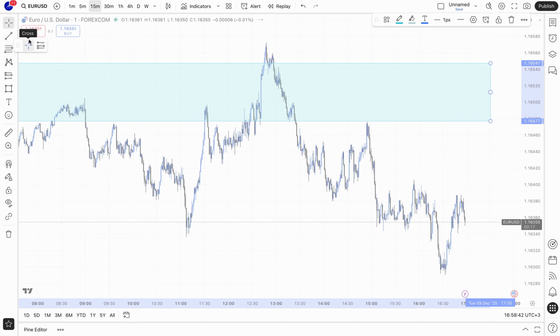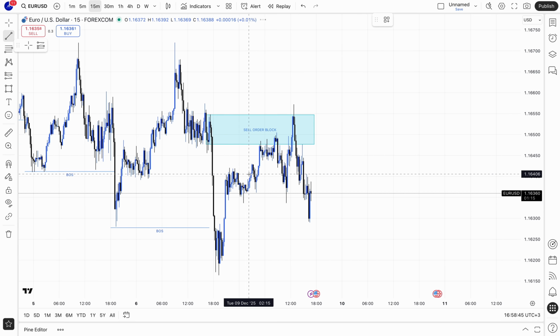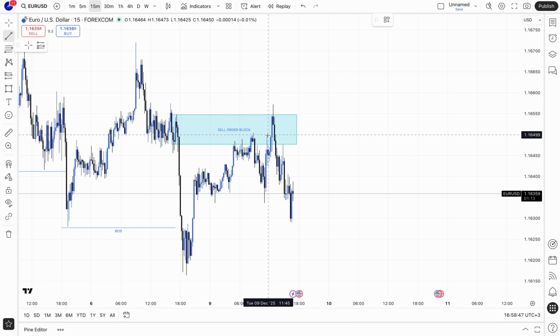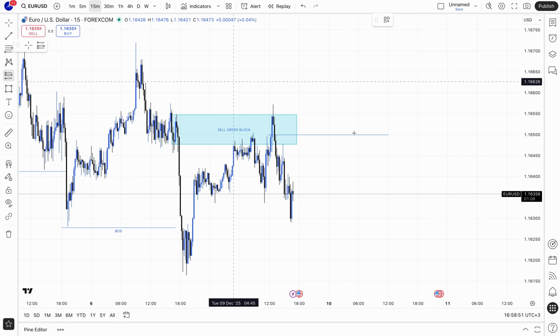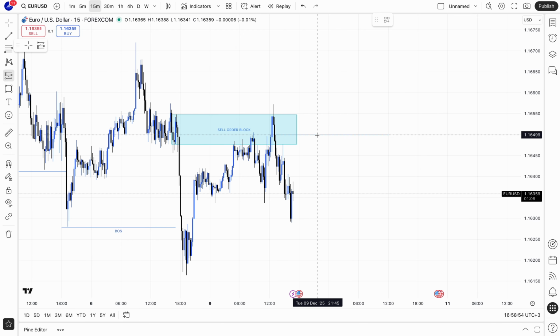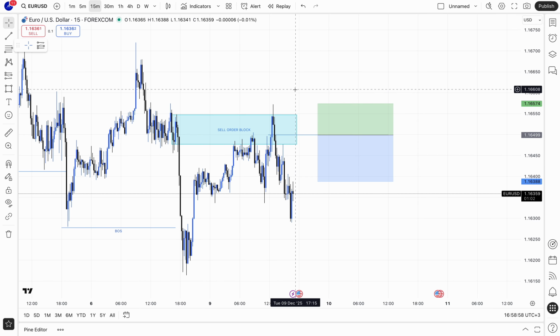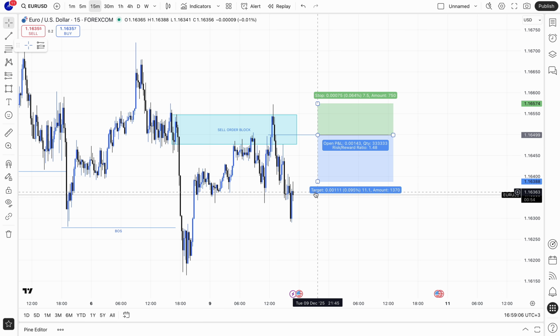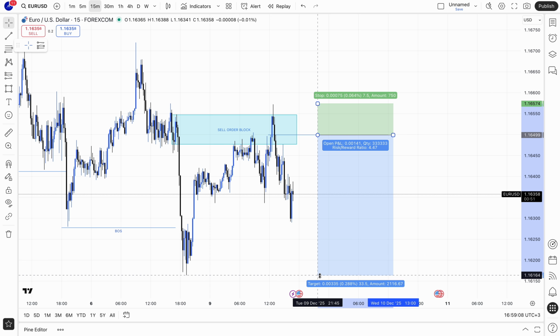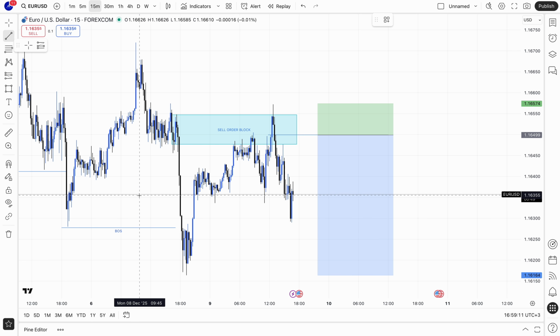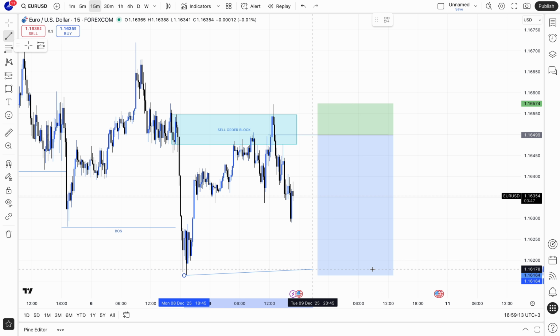Then our entry is very simple. My entry is just here on this inverted fair value gap, and then I just have to put a sell limit here. But this sell limit is valid if you don't have news, even 1 hour before New York or London session close. It depends on the pair. Then I'll target the next swing low.